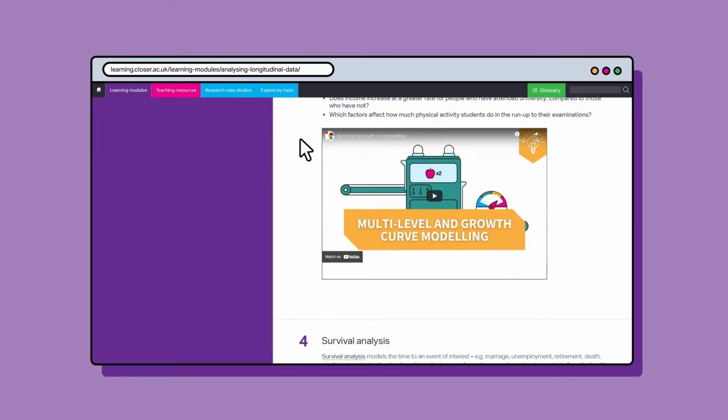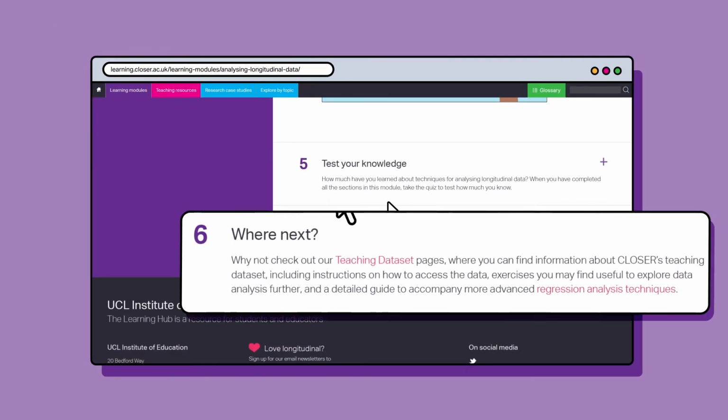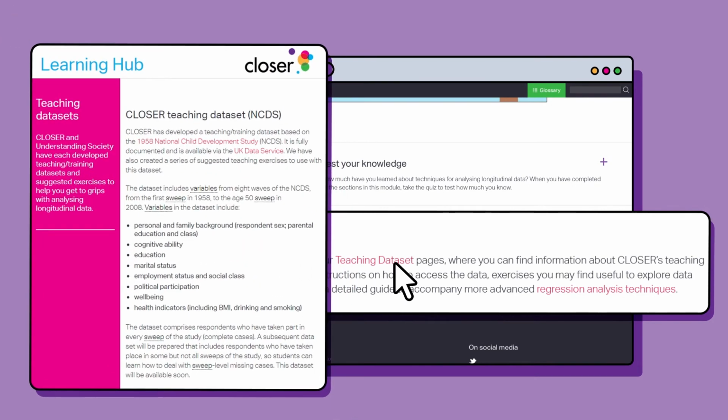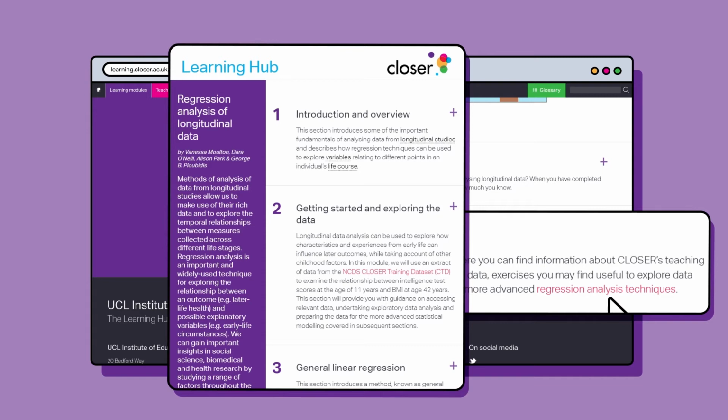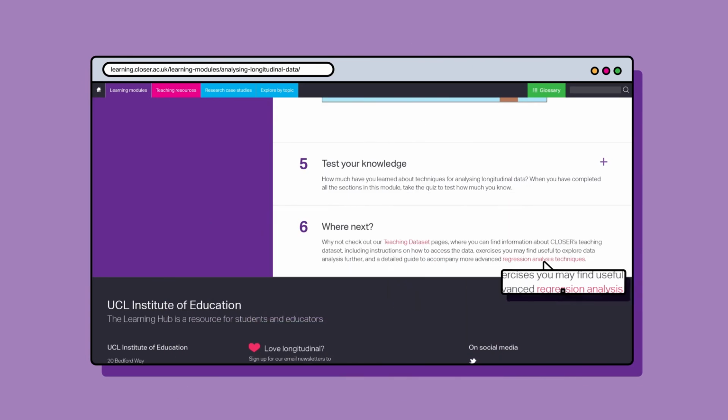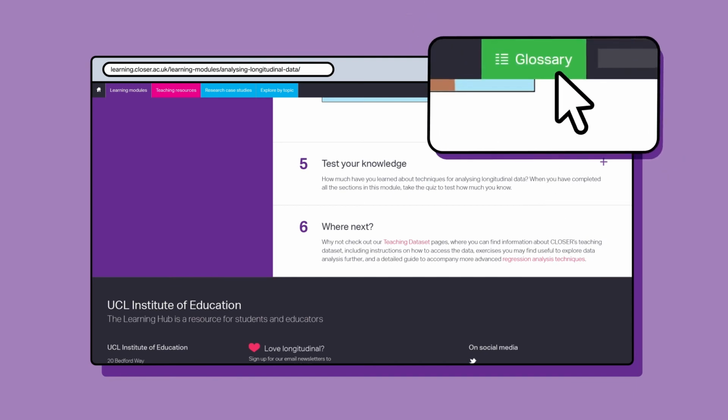Also, on this part of the Learning Hub, there is a link to our teaching datasets pages, where you can find practical exercises and a link to a more detailed guide to different types of regression analysis, including logistic regression and multinomial regression. You can use the glossary to help you decipher some of the more technical aspects of data analysis.